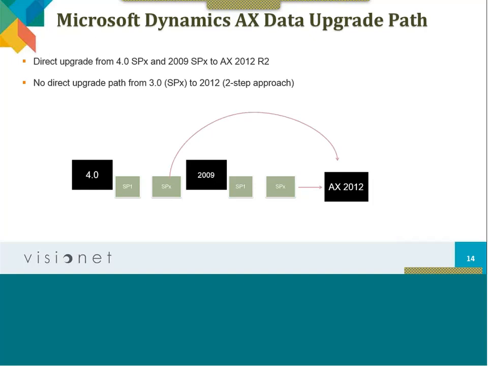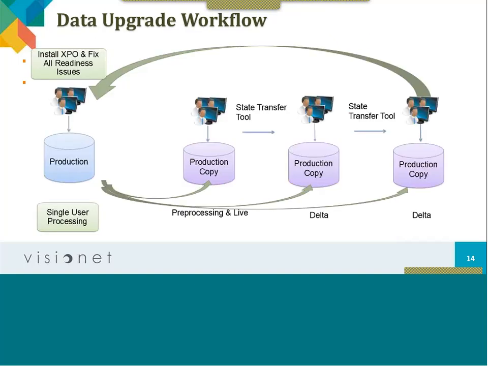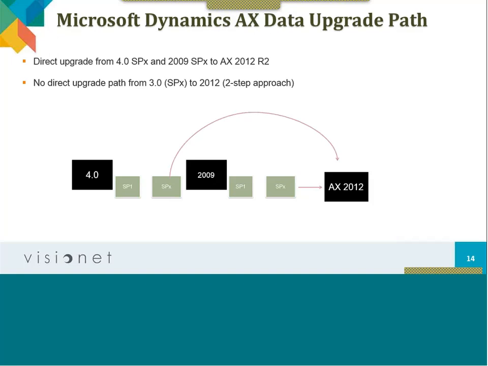This is the methodology generally followed in Great Plains and other solutions, where you upgrade version by version. Till 4.0 and 2009, there is a direct upgrade. So if you're on 4.0, you're lucky, you can do the direct upgrade to 2012. But if you're on 3.0, you'll have to go through two upgrades, where you upgrade from 3.0 to one of the earlier versions, and then from there to 2012.